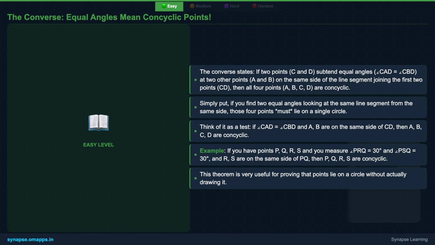Think of it as a special test. If you measure 2 angles, like angle CAD and angle CBD, and they are equal, and A and B are on the same side of CD, then bingo. You've just proven that A, B, C, D are concyclic. For instance, if angle PRQ is 30 degrees and angle PSQ is also 30 degrees, and R and S are on the same side of PQ, then P, Q, R, S are concyclic. This theorem is a powerful way to prove points are on a circle without needing to draw one.